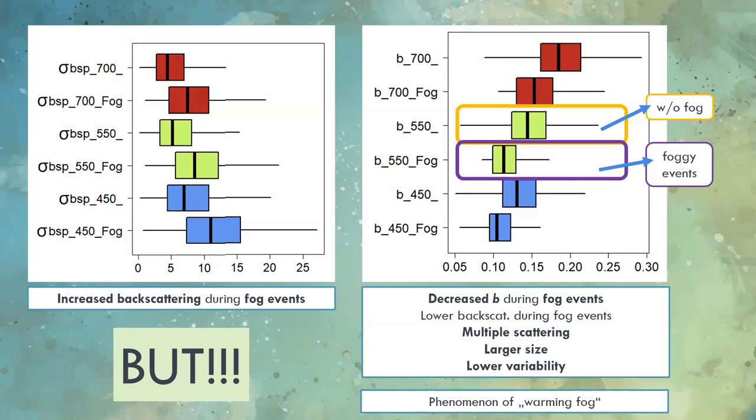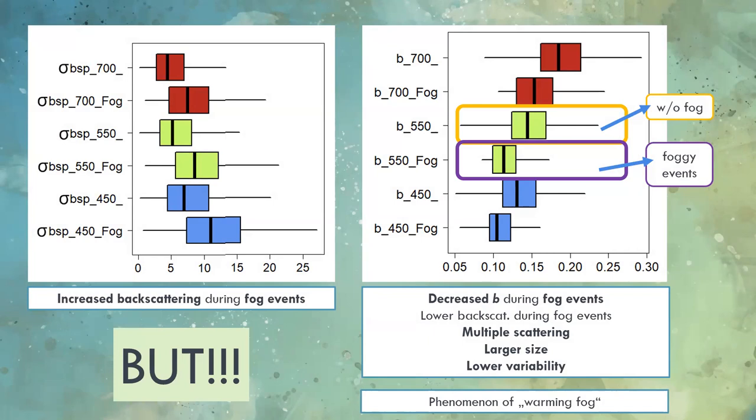In the left graph, there is the backscattering coefficient. In the right graph, there is the backscattering ratio, in three different wavelengths. The first one of each pair is always made from data without fog, and the second one is with fog. So what can we see here?